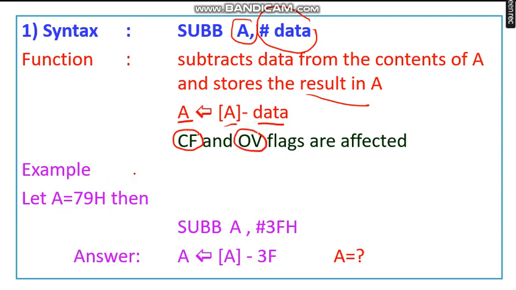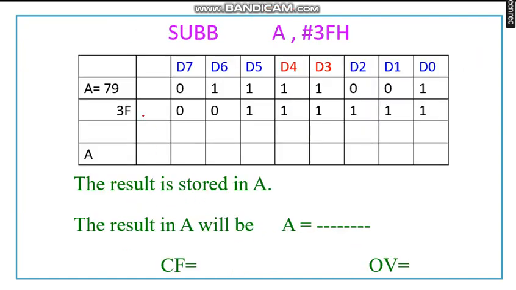If you see the example here, now let A equal to 79H and the instruction is given, say SUBB A, #3FH. So this will subtract 3F hex data from the content of A. So let's see what will be in A after the subtraction. Now in A the data is 79H, so its value in binary is 0111, that is 7, 1001, that is 9, and the data to be subtracted is 3F. So here we have 3F.